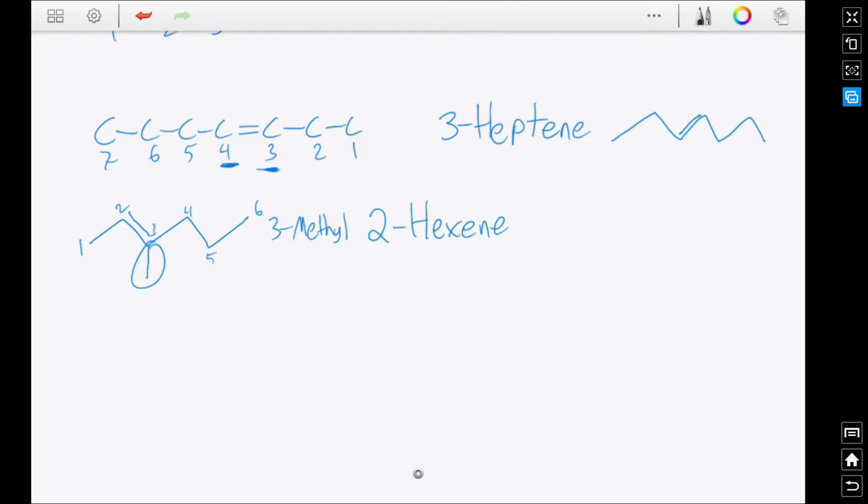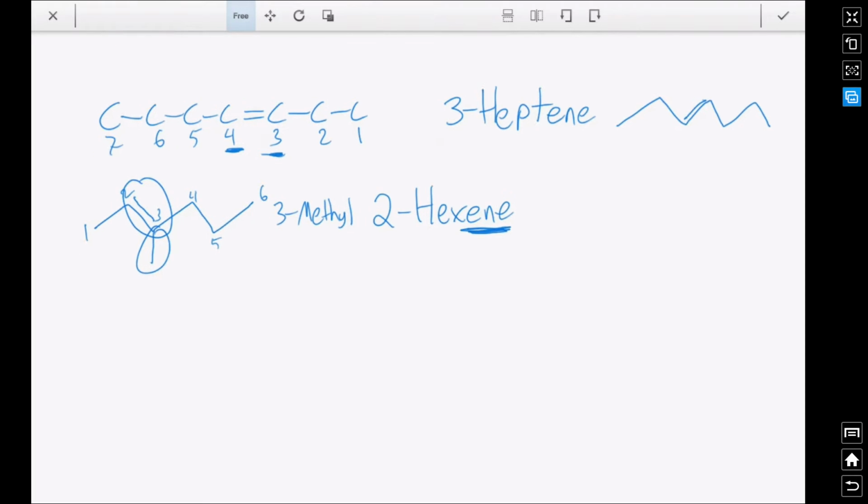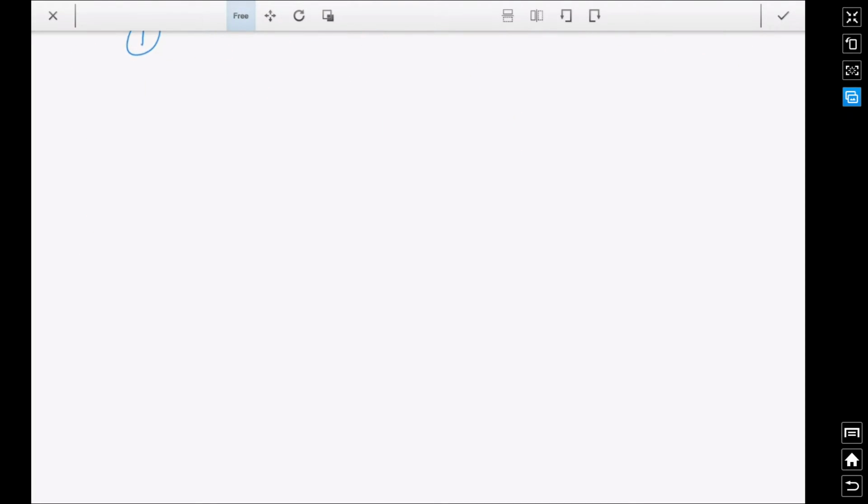Okay. So, very similar to how we would name an alkane. The only difference is the ene denotes a double bond. Alright, so there we go. So that's what an alkene is. An alkene is a hydrocarbon chain which contains at least one double bond.